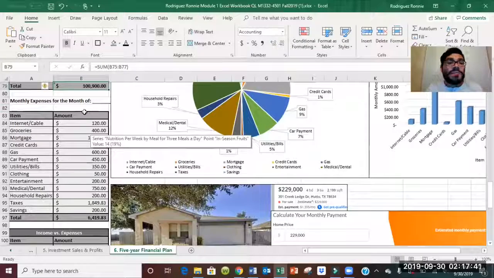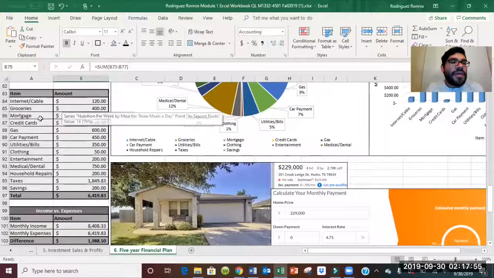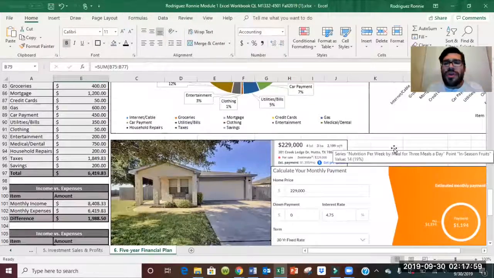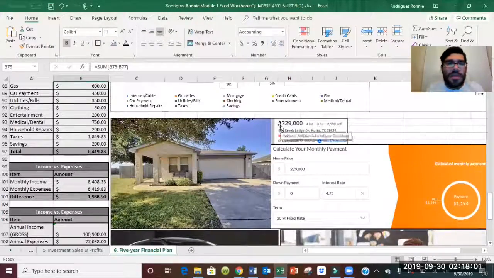Now we get monthly expenses, and there's going to be everything from gas to internet, utilities, clothes, entertainment, household repairs, medical, dental, insurance, huge stuff like that. And factored into that is going to be a car payment and mortgage. So I would like to have a house here in Hutto. It looks like something that we can afford.